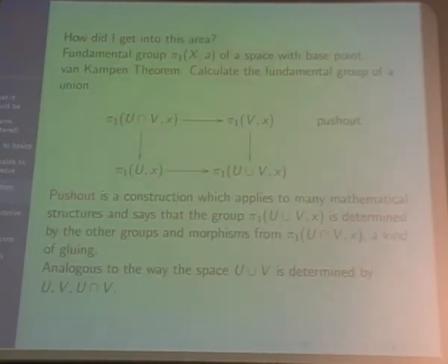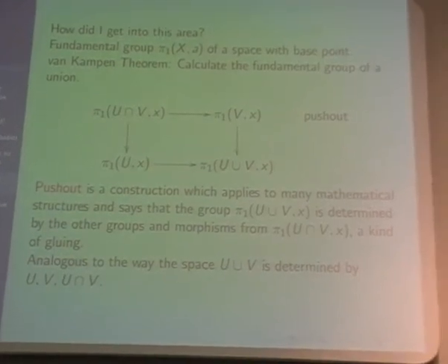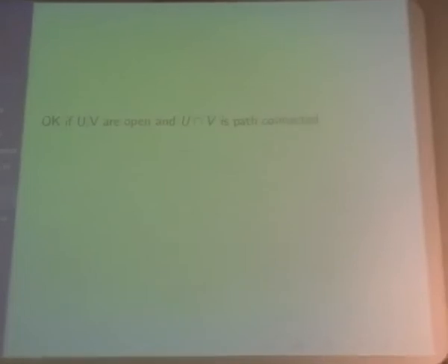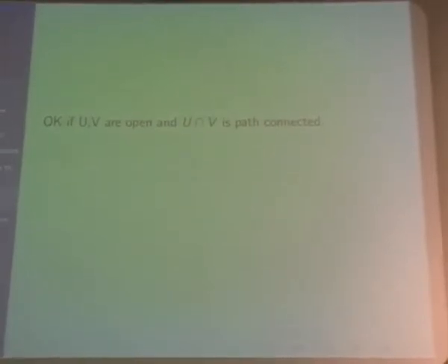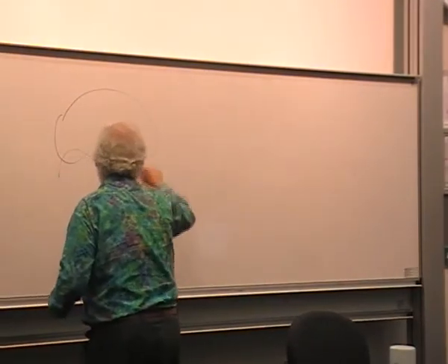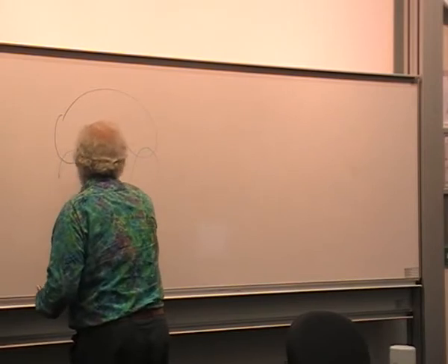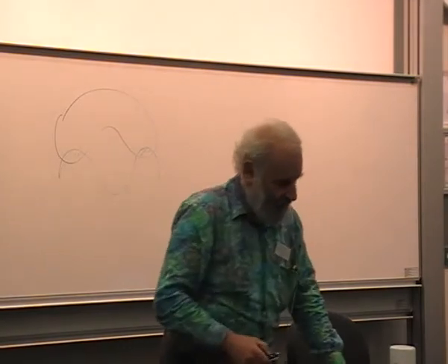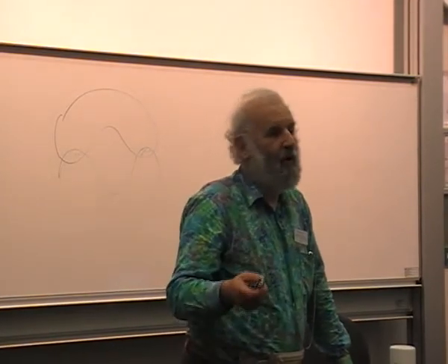models exactly the way you put the spaces together: U intersection V, U and V over U intersection V, that gives you U union V, and that does the same thing for groups. You get a push-out. The only problem about this is that it works if U and V are open and U intersection V is path connected. So the one thing it doesn't do, if you take two sets like that, so that's their intersection, and if you don't, if you're choosing a base point, you don't know where to choose the base point.